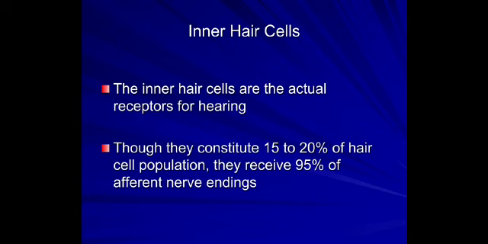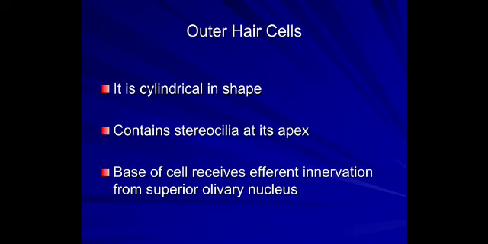The inner hair cells are actually the receptors for hearing. Though they constitute 15 to 20% of the hair cell population, they receive 95% of the afferent nerve endings. So predominantly the inner hair cells are involved in auditory perception and discrimination. The outer hair cells are cylindrical in shape. They contain stereocilia at the apex. The base of the cell receives efferent innervation from the superior olivary nucleus.